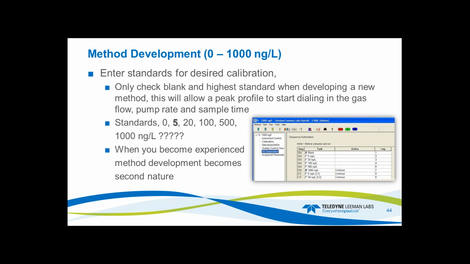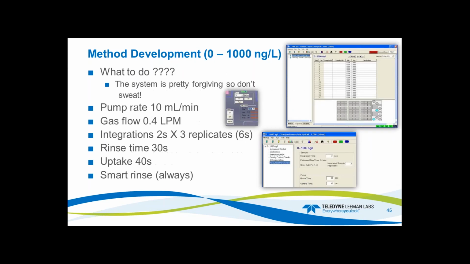So I'm going to see the probe move, the exact time it moves, and all that will be true to the system. So here I entered in standards of 0, 5, 20, 100, 500, and then 1,000 nanograms per liter. The 5, I'm not really sure if that'll work yet, but I'm going to leave it in and see what happens. When you become experienced with the system, method development will become second nature. The system's pretty forgiving, so don't sweat it.